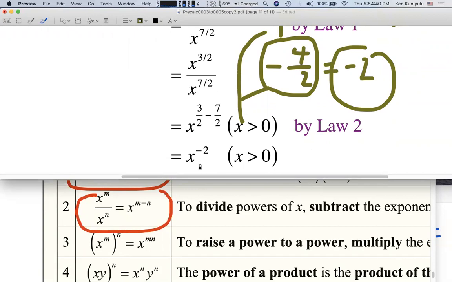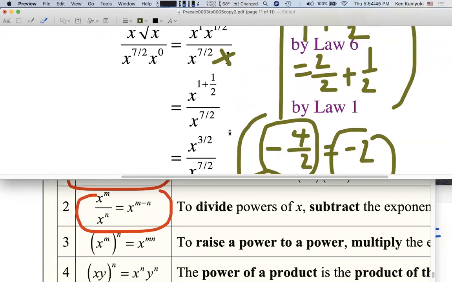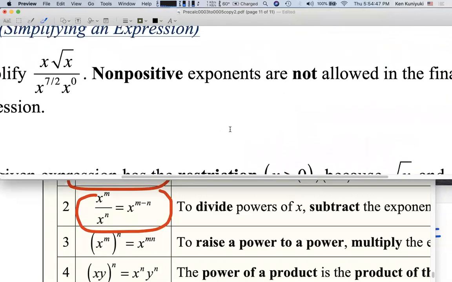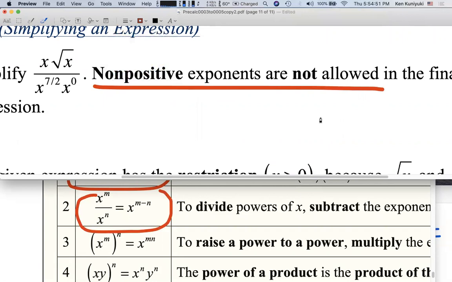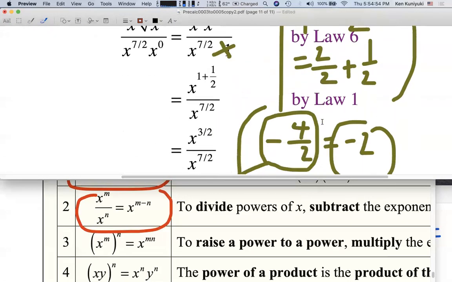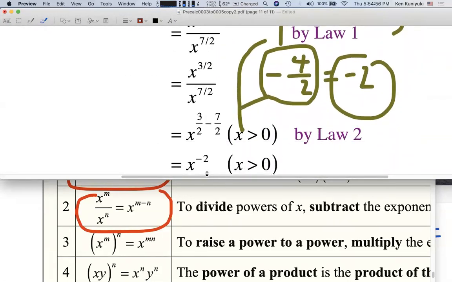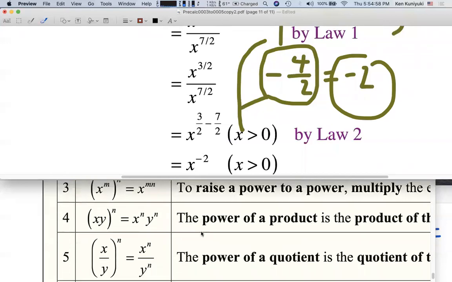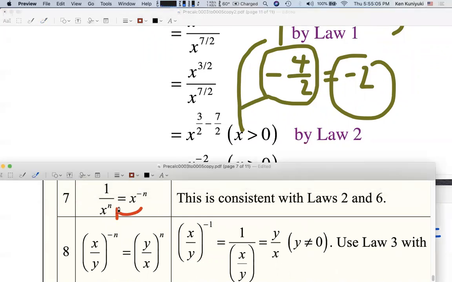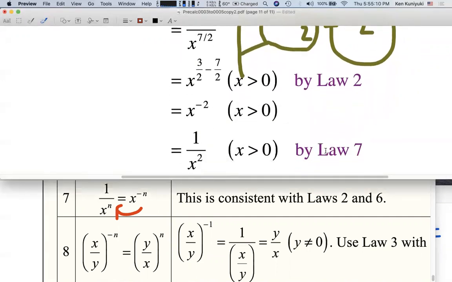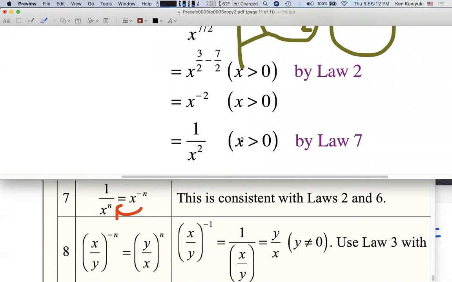Now, we're not done yet. We're not done yet, all right? X to the negative 2, that looks nice, but remember, non-positive exponents are not allowed. Negative exponents are not allowed in your final answer, right? What is x to the negative 2? Look at law number 7 in reverse. X to the negative 2 is going to be 1 over x squared. Where, again, x is restricted to be positive.